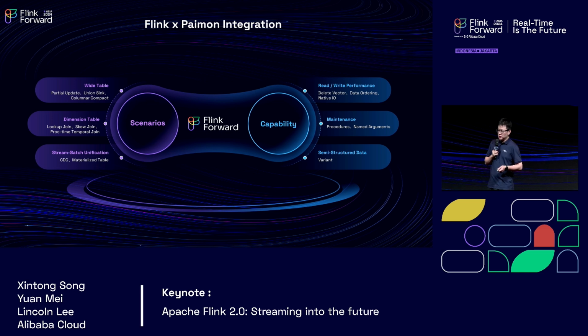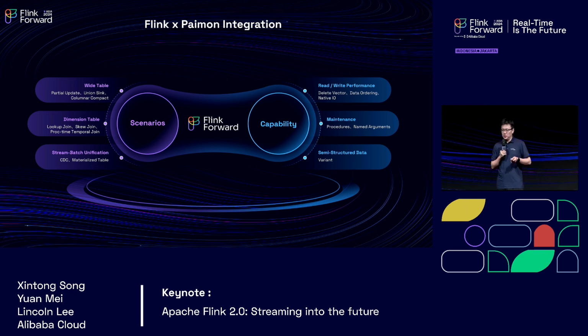And there's a new feature called processing time temporal join in Flink. This can be used in some use cases to replace the lookup join, especially in the use cases where the dimensional table is not frequently updated, and it also can reduce the computational cost. We are also supporting some new emerging stream batch unification scenarios, such as data synchronization with Flink CDC and the materialized table, which Lincoln just introduced.